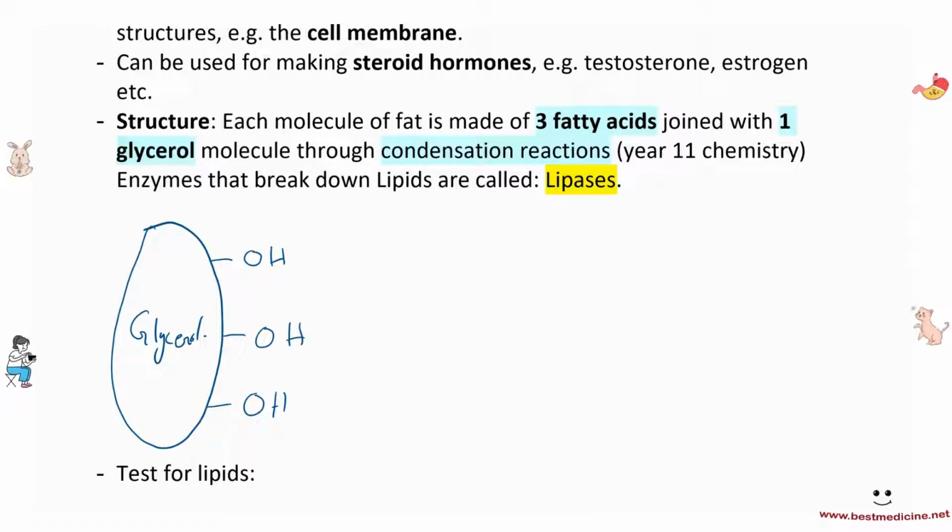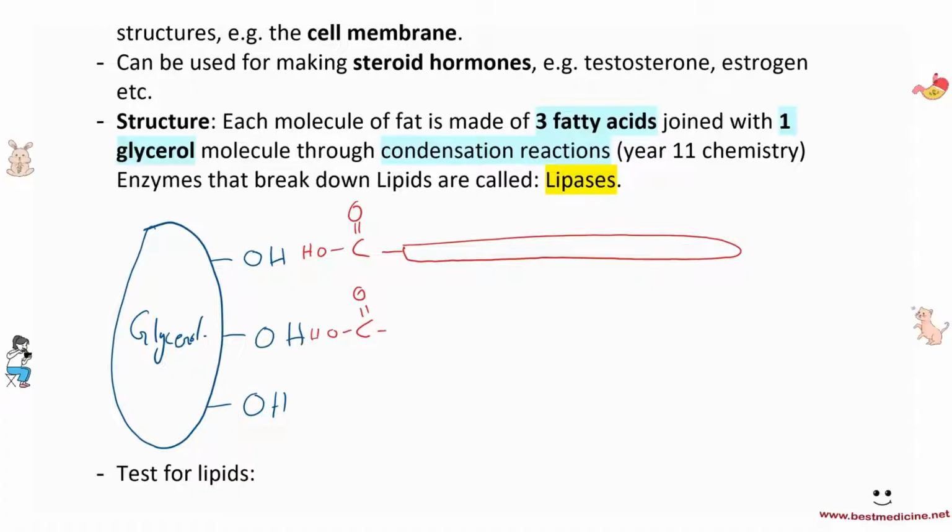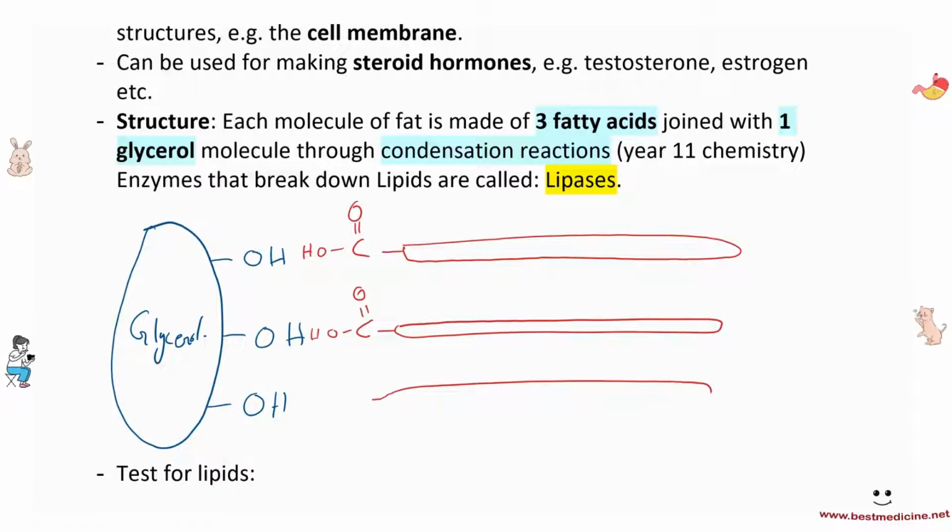So, we will have 3 fatty acid molecules. Fatty acid molecules would have long chains, and then at the very end, you would have a carboxyl group. Remember, a carboxyl group, carboxylic acid group, is C double bond O OH, right? That's what you learn in organic chemistry. Another fatty acid here, and then another fatty acid here. C double bond O OH.